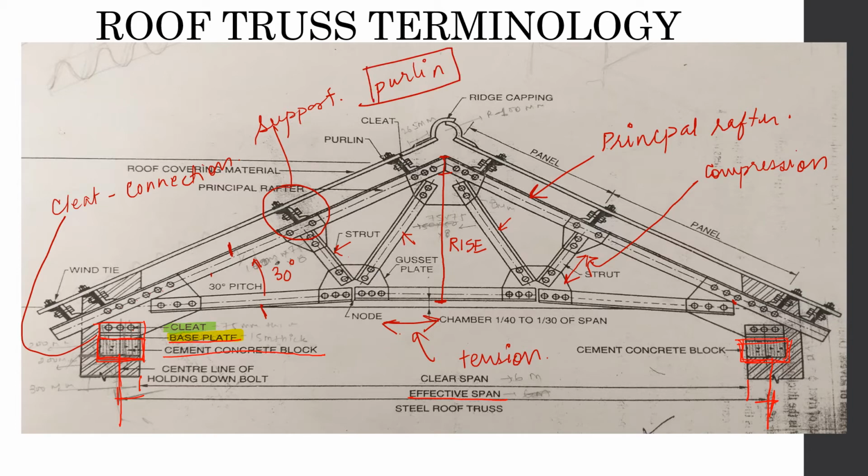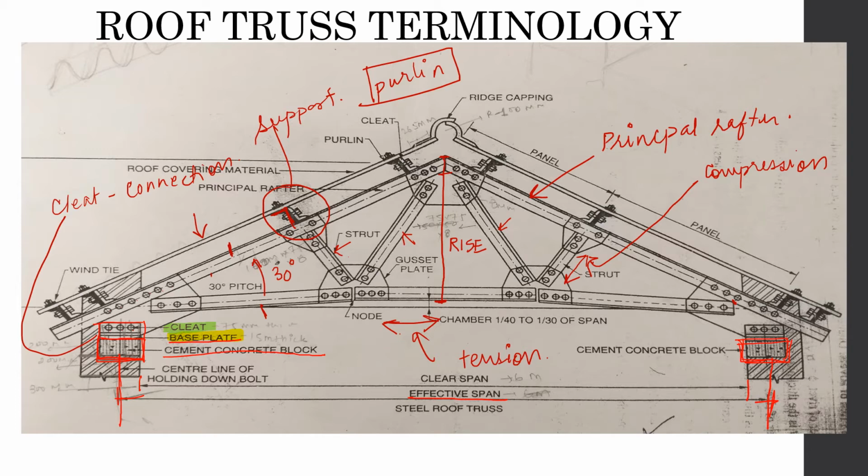And what does the purlin do? This is the purlin. Purlin does what? It supports the roof or whatever covering structure that you are going to provide. So it creates a base for where the roofing structure is going to be attached.